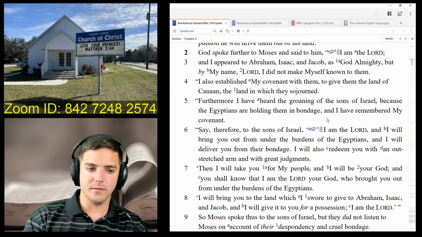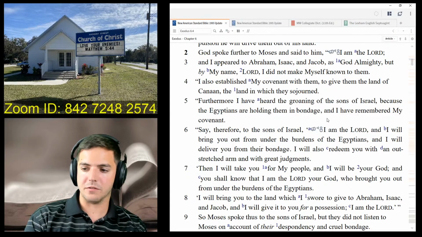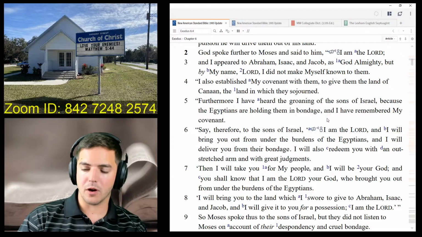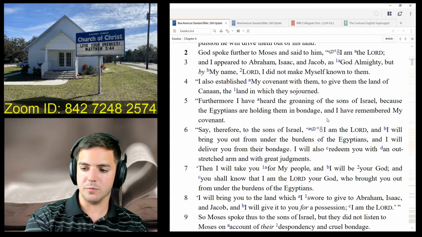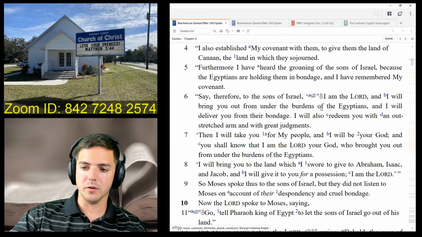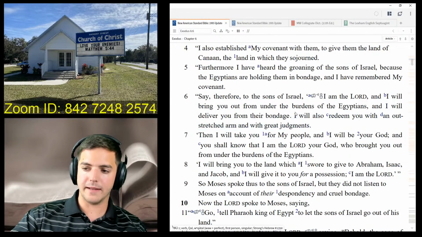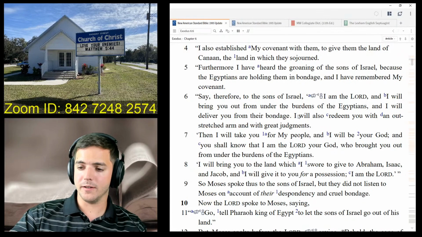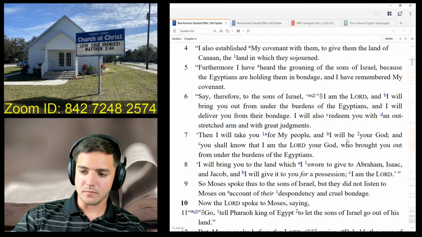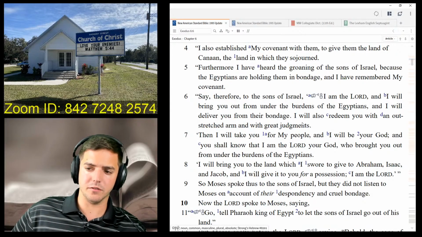Regardless, he goes on to say in verse 6, Say therefore to the sons of Israel, I am the Lord, and I will bring you out from under the burdens of the Egyptians. That's one of the things that Jesus promised to do as well, in his ministry. And I will deliver you from their bondage. Here's the big verse I wanted to look at. I'll also redeem you with an outstretched arm and with great judgments. So God promises that he's going to buy them back. He's going to purchase them out from underneath slavery from the Egyptians. He's going to rescue them from that through his outstretched arm and with great judgments, as you see there in Exodus 6 and verse 6.